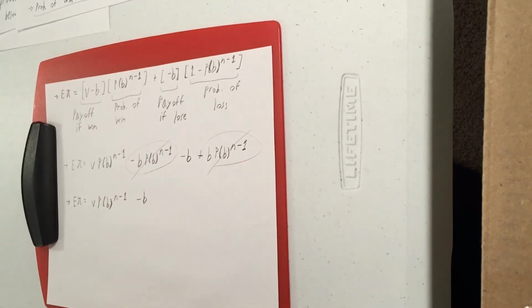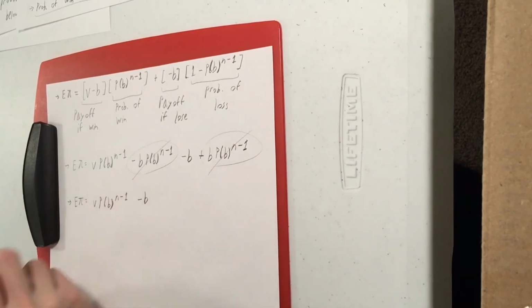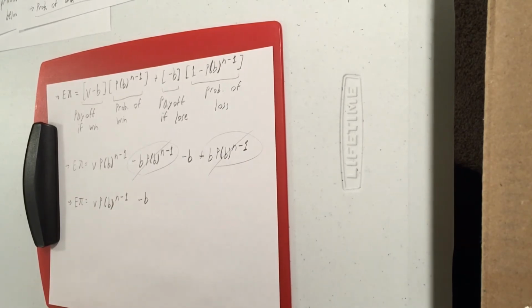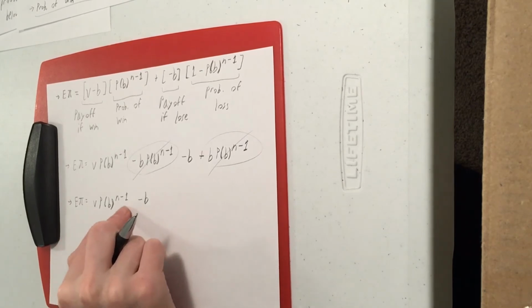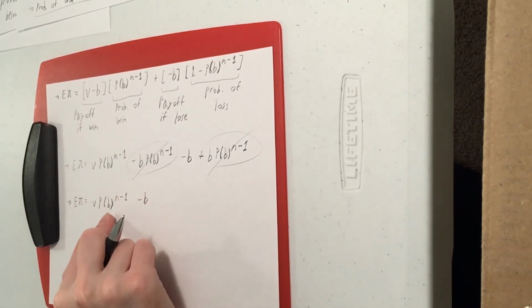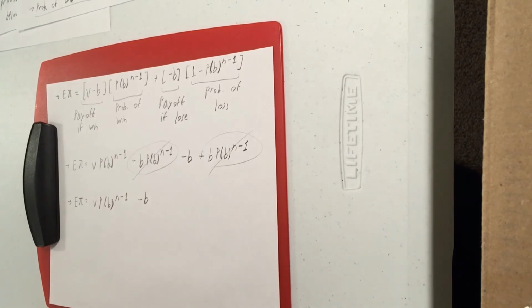There's some intuition behind this thing we have so far. You could view it as I'm paying B no matter what. So I'm paying B with probability 1. So I pay B, win or lose. It's an all-pay auction. I collect V, the value of the object, with this probability of winning. So it's the probability of winning times V, minus the bid I pay no matter what.